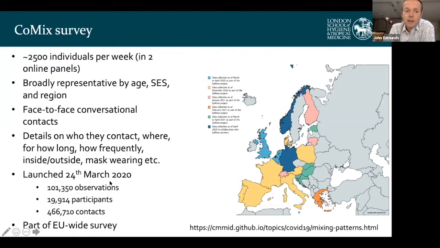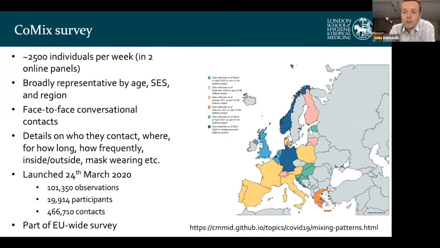So what is it? It's a survey of about 2,500 people every week. We actually do it in 2 panels. There's 2 panels of 2,500 who respond every 2 weeks, and the other panel responds in the week in between. They're broadly representative by socioeconomic status, age group, and by region across the UK.